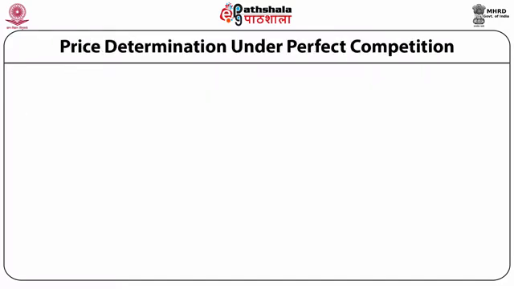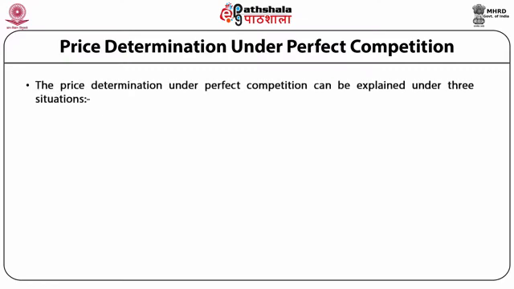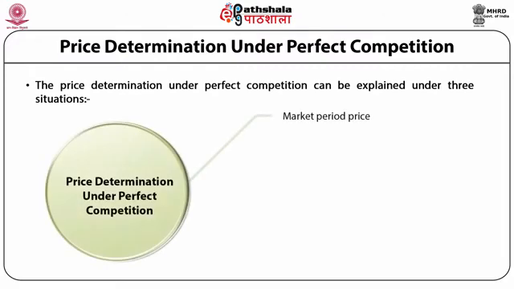Price determination under perfect competition. The price determination under perfect competition can be explained under three situations, that is, market period price, short period price, and long period price. In case demand decreases, some quantity can be put into stock, whereas in case demand increases, supply can be increased by bringing the quantity from the store.